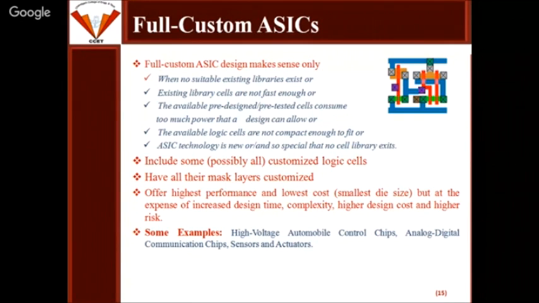But in the backend tool, we have the processing. We have the different technology files, and accordingly we have to define each and everything. Then we have to simulate whether our design is working in that particular technology or not. So that is the basic thing. Why do we require full custom design? The first point is when no suitable existing library is there, or existing library cells are not fast enough.